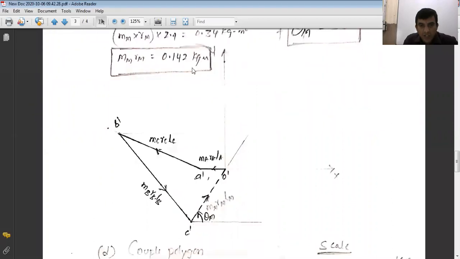Now we'll measure with respect to this. From the C dash, draw a horizontal line, the 0 degree line. From the 0 degree line, measure theta m. What is theta m? How much did you get? Just measure it. 54 degrees, sir. Okay, 54 degrees.